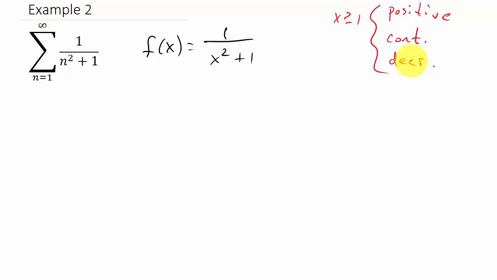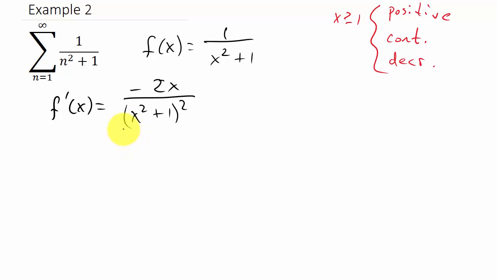The one thing we have to check is to make sure it's decreasing. To test if it's decreasing, we can use the first derivative test. So we'll take the derivative, and I'm not going to show the work; we're just using the quotient rule. If we take the derivative, we get f prime of x is equal to negative 2x over (x squared plus 1) squared. You can take the derivative and verify this.